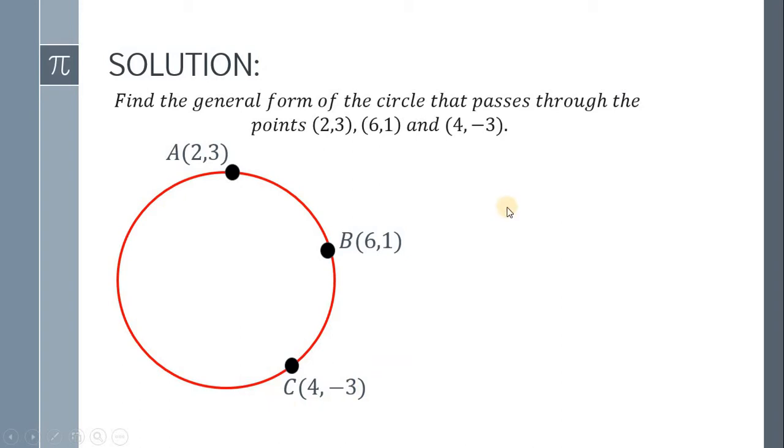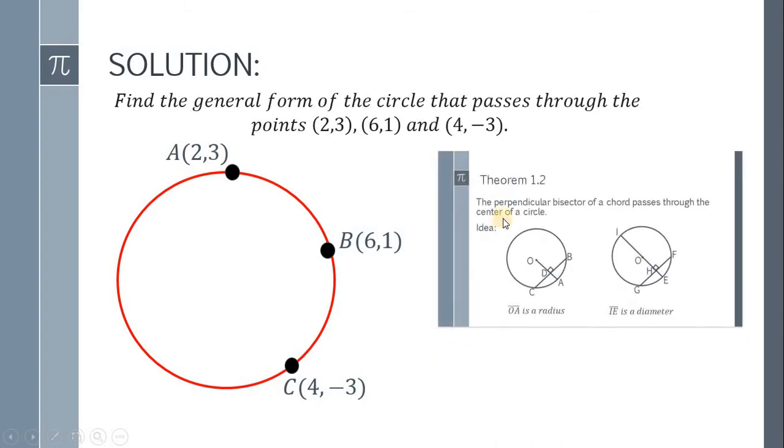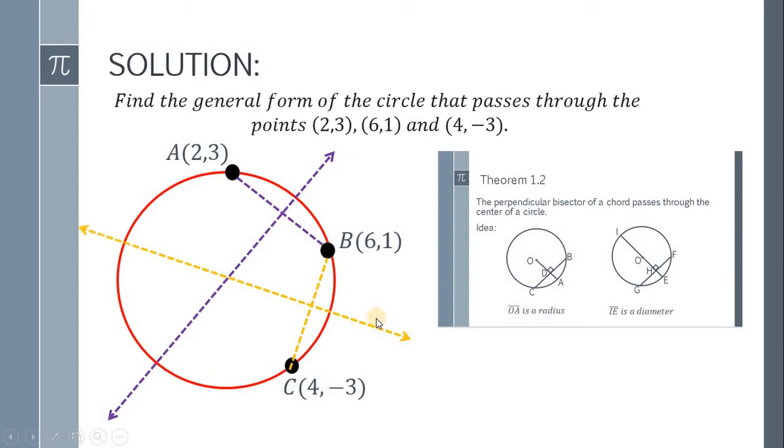In order to answer this question, we will use the theorem on chords. It says that the perpendicular bisector of a chord passes through the center of a circle. In this case, we need to create a chord. So let's say chord AB, and we need to create a perpendicular bisector of that chord. Next, create another chord BC, and then create another perpendicular bisector of chord BC. Now, the intersection of these two perpendicular bisectors is our center.